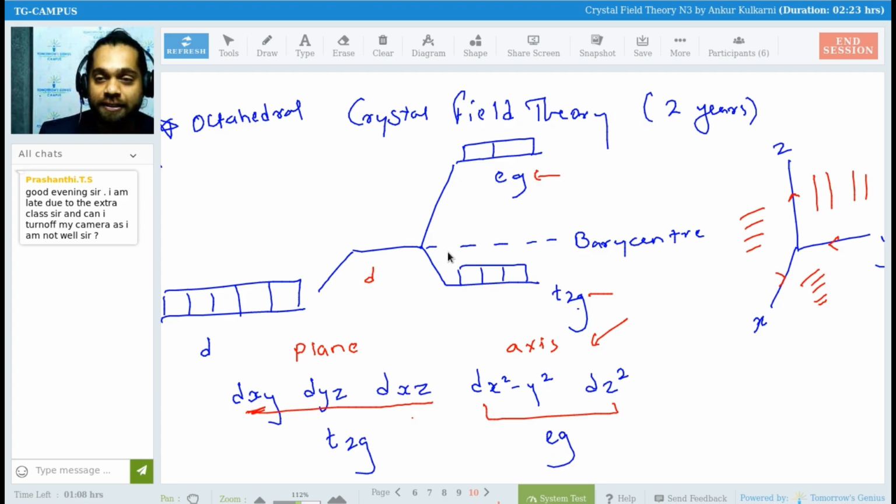Come on, I'll tell you what this plane and axis is. Okay, look over here. Anthony, we have 5 d orbitals, correct? Each orbital has a name, just like Anthony has a name. The names of the orbitals are dxy, dyz, dxz, dx square minus y square, and dz square. These are the names of the 5 orbitals. Now, I am telling you why they have those names.